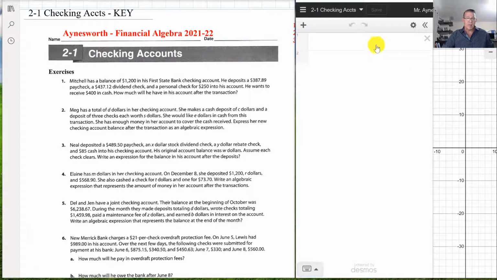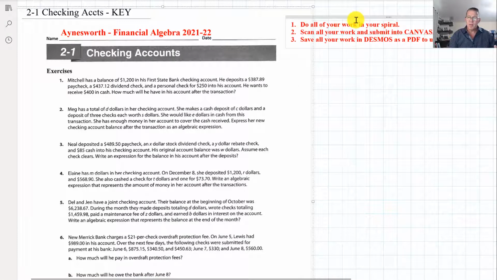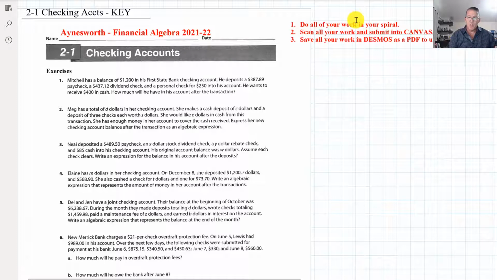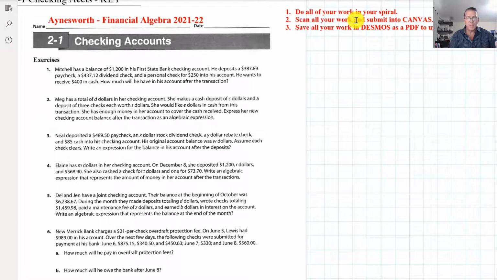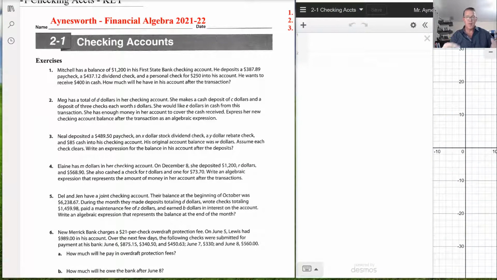And our workbook here, we're going to be needing our spiral. As I said in the upper right hand corner, we're going to do all our work in our spiral. We're going to scan and submit our work into Canvas, and we're also going to save our work in Desmos and print it to a PDF like we normally do, and submit everything in Canvas to verify that you are actually doing the work and doing it correctly. We're going to be using Desmos throughout the year in this class because it is free and accessible to everyone. You can download it on your phone, your iPad, and any laptop. I'm going to be using the online version, obviously, because I'm trying to reach everybody remotely.